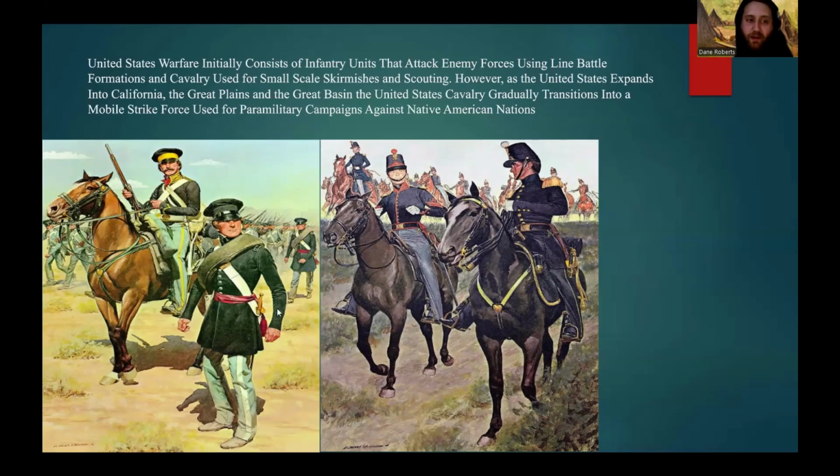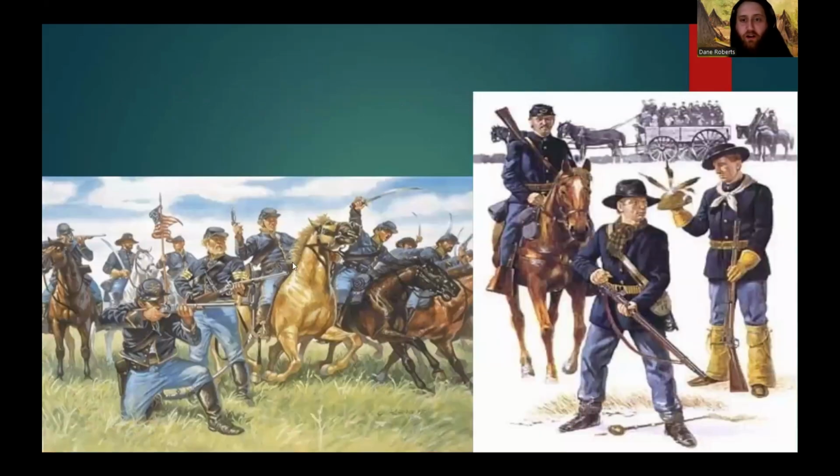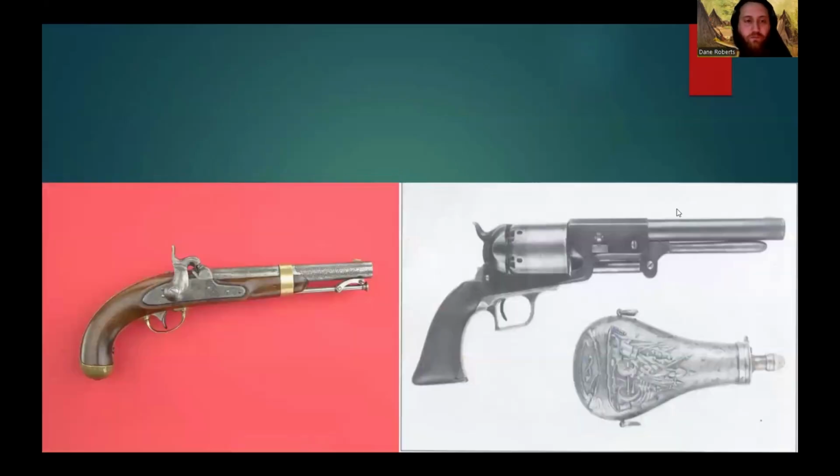So again, here are the infantry units and the small skirmishing and scouting cavalry. And then after the expansion into California, the Great Plains and the Great Basin, we begin to see mobile paramilitary cavalry units like you see here, which are probably what most people think of when they hear the United States cavalry, thanks to various Western movies. And of course, during this time period, the various weapons used by the United States military varied.